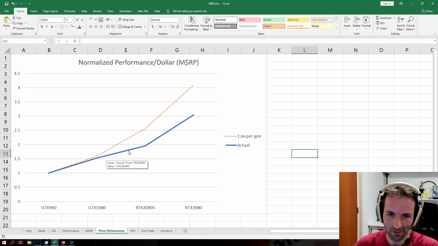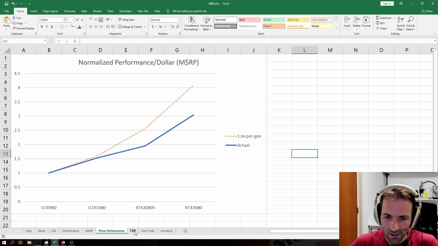This is terrible towards the 2080. The steepness of the line is improved, but we're really not where we were if we would continue the trend from the 980 to the 1080. So even price performance, price per dollar, isn't that amazing. Another thing to look at is the TDP.